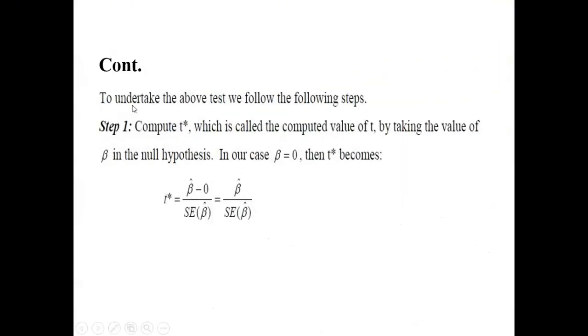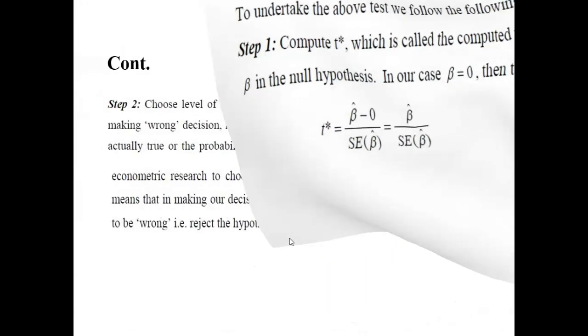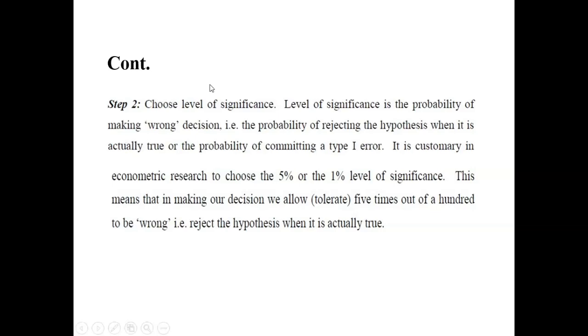For example, to undertake the above test, the first step is simply to compute t, called the computed t value, and state the null hypothesis as well as the alternative hypothesis. So t calculated is simply b hat over the standard error of b hat, under the given degree of freedom. Then choose the level of significance, the alpha value, to determine what should come.